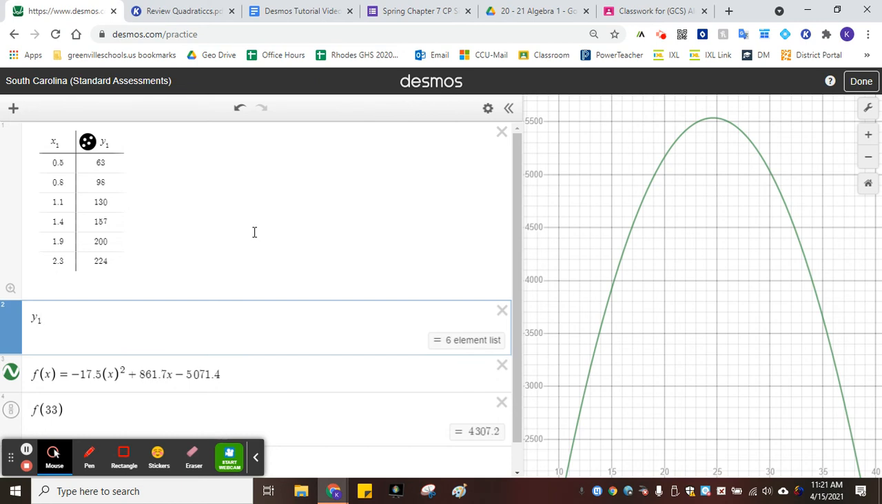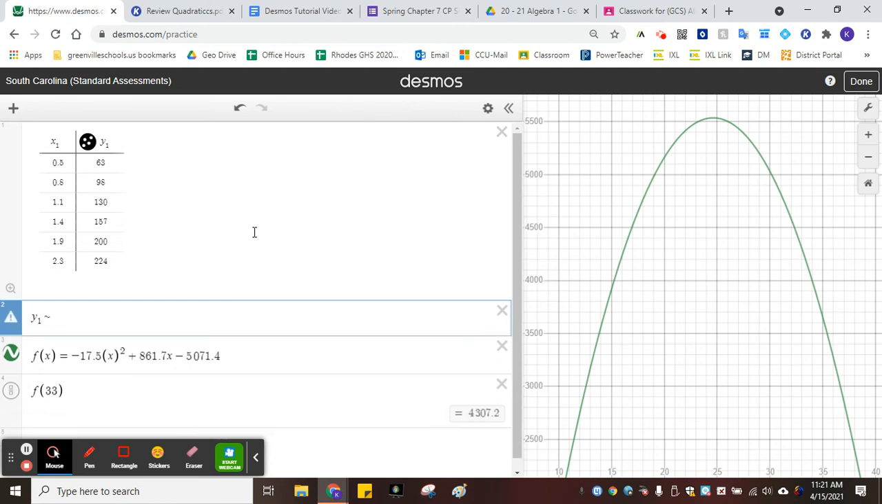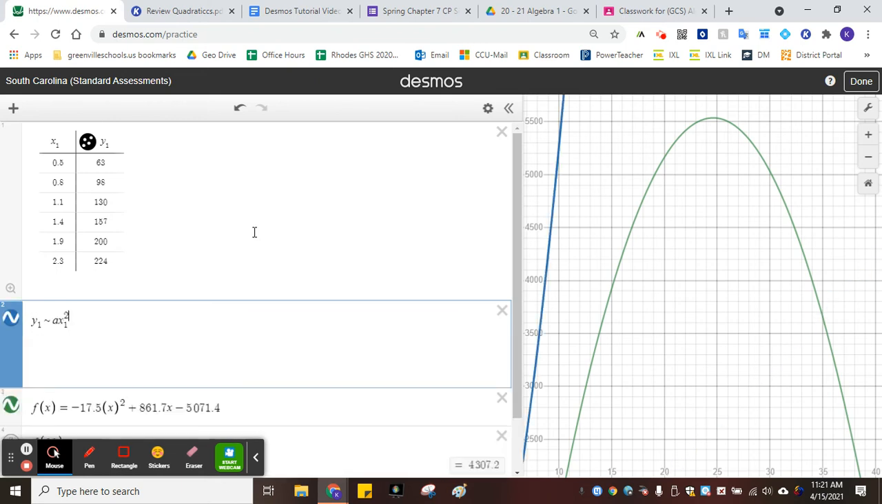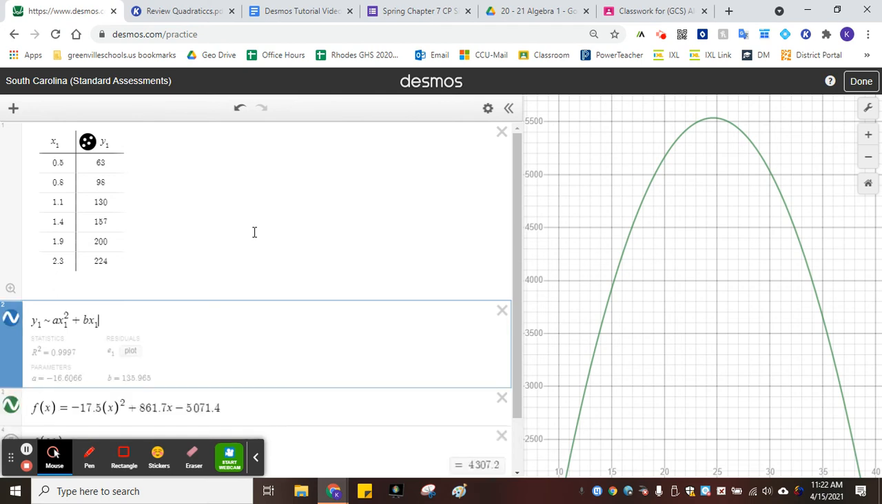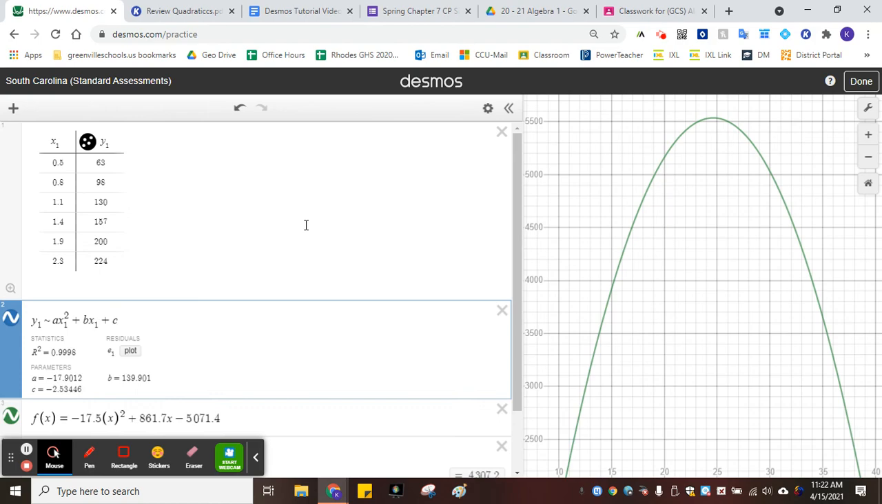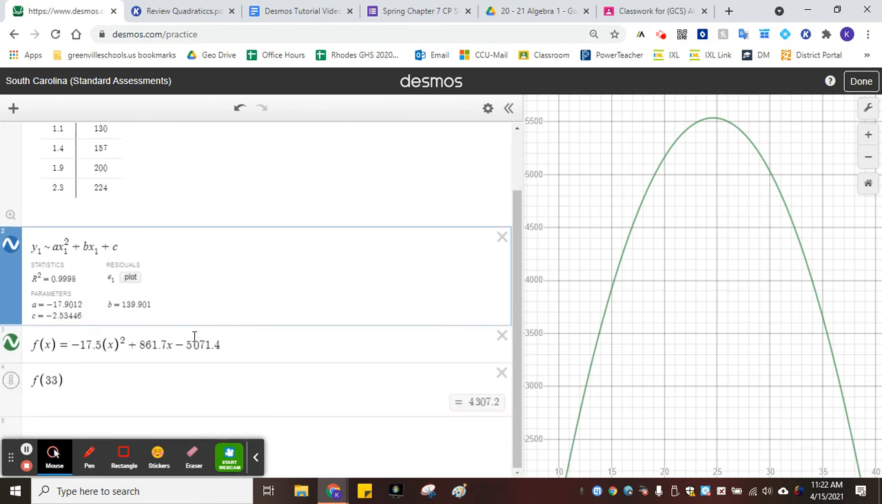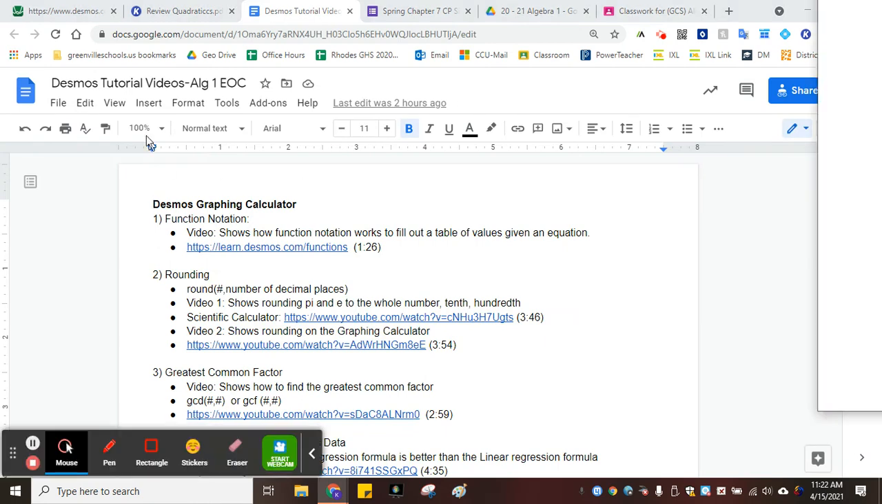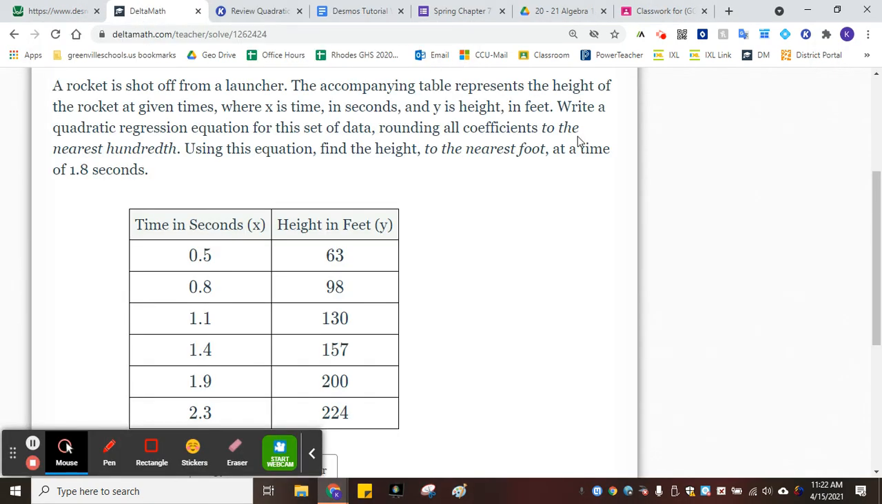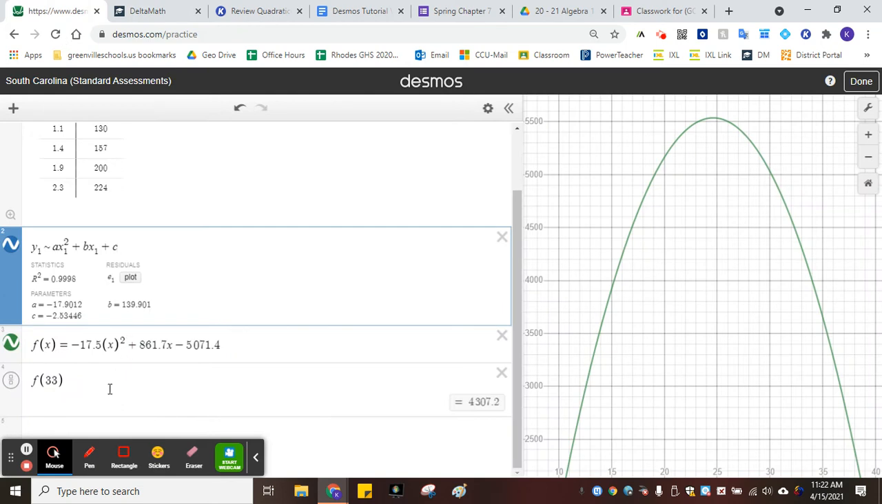Then you put your tilde sign, so shift and then the symbol above tab, AX1 squared plus comes automatically out of your exponent, BX1, the 1 automatically goes to the subscript, plus C. There's your A, your B, and your C. This question has me rounding the equation to the nearest hundredth place.